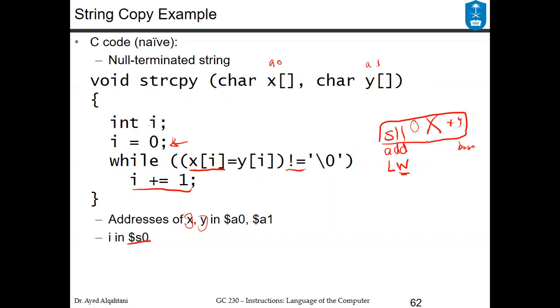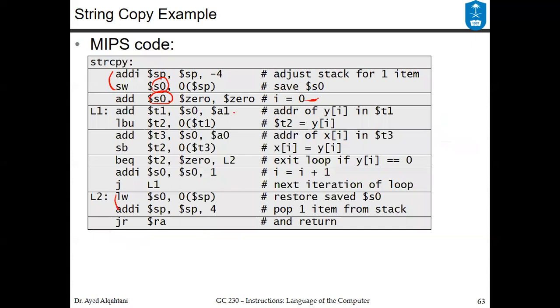And this is why we don't have to do this. We just do an add followed by load to get X of I and similarly get Y of I. What we do here, we copy the Y into the X. So we need to prepare the Y first. And this is what we did.